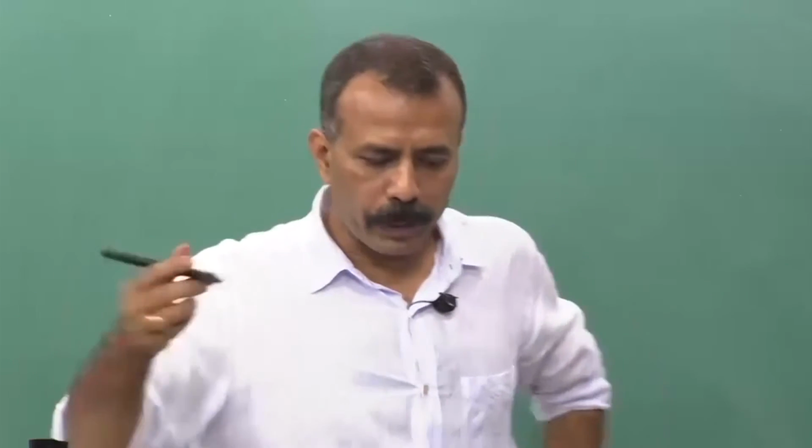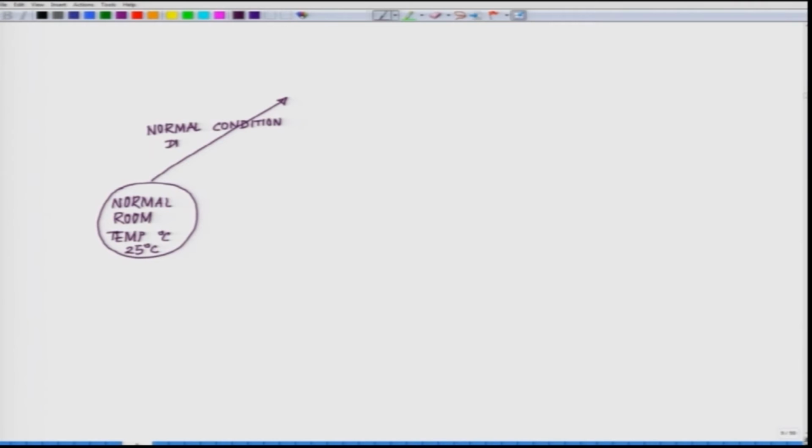Let me draw it, that will make more sense to you. Let us say for example, out here I have a normal room temperature, say like 25 degrees centigrade. Okay. Now, in some way or other, the normal condition is disturbed.